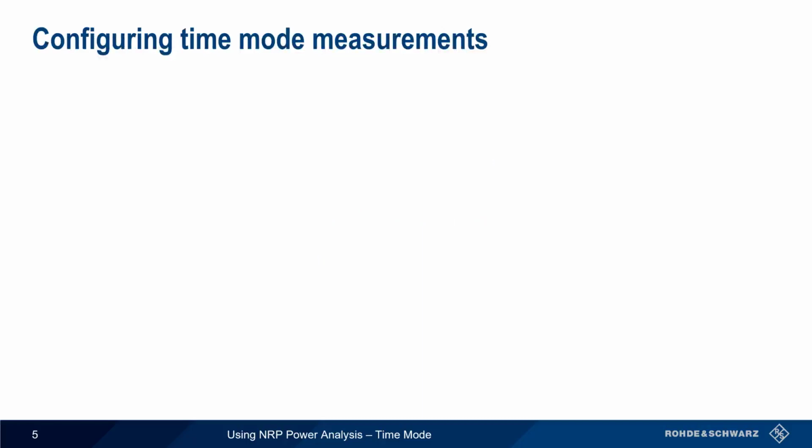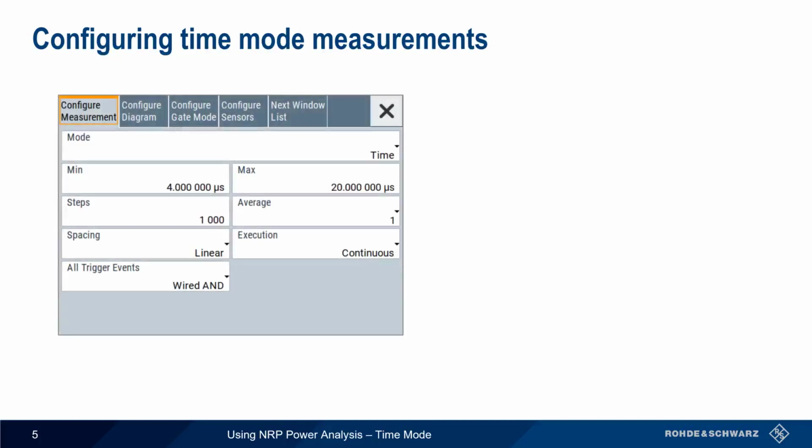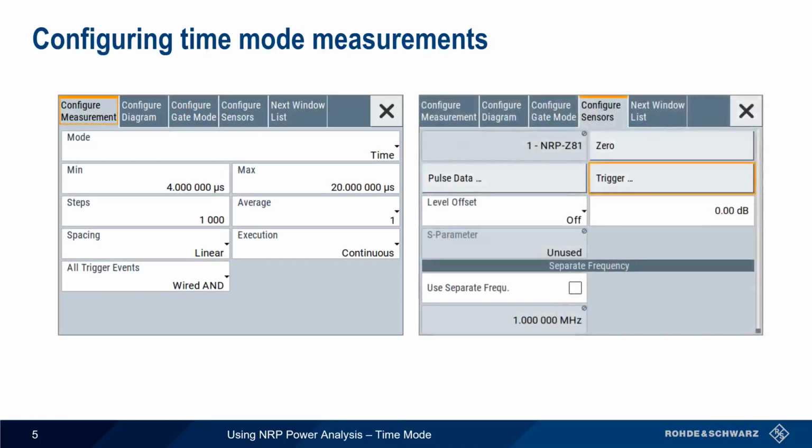There are two configuration steps in time mode measurements. The first is measurement parameters, which is done under Configure Measurement. This is very similar to the configuration for frequency and power mode measurements. In time mode, we also have to define a trigger, which we do under Configure Sensors. Let's explain first what we mean by a trigger and why we need one in time mode measurements.